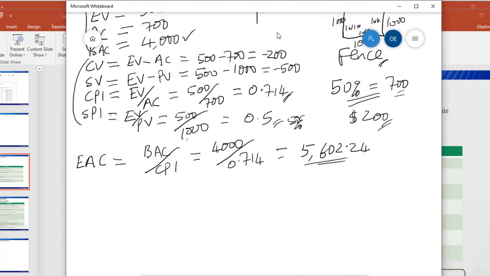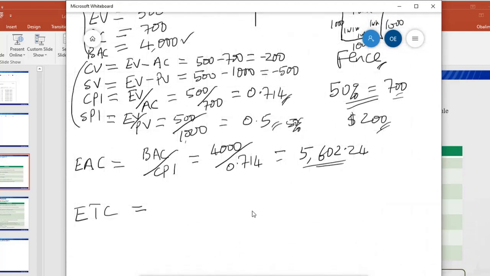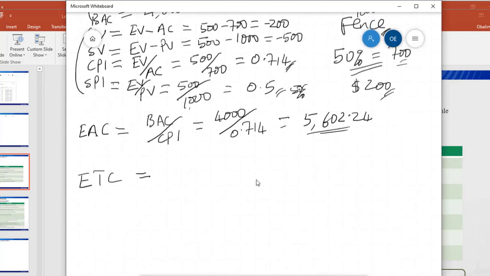So based on this, we now calculate what we call the estimate to complete. So estimate to complete now talks about, okay, so how much do we now need to finish the remaining portion of work? That's exactly what the estimate to complete measures, how much we need to complete the remaining portion of work. So in this case, the formula for our estimate to complete is our estimate at completion minus actual cost.